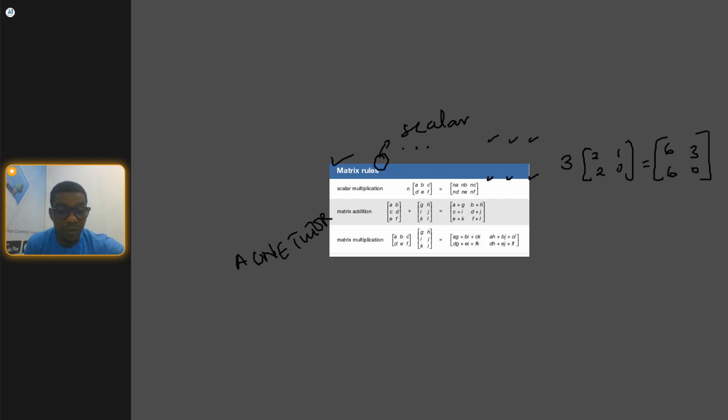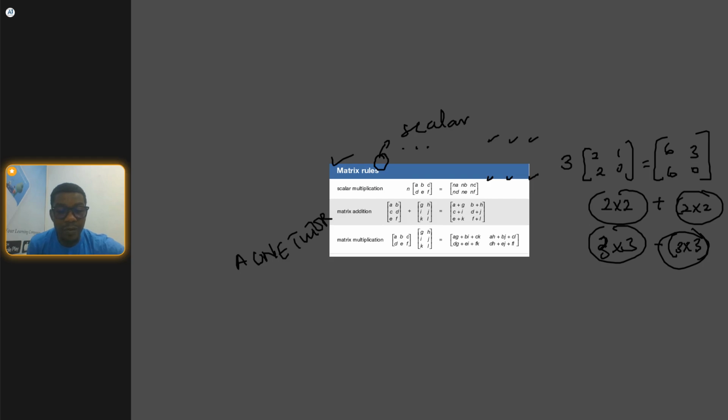So this will be the scalar multiplication. We also talked about addition of matrices, and we said you can only add or subtract matrices when they have the same order. That is, a 2 by 2 matrix can be added to another 2 by 2 matrix, or a 3 by 3 matrix can be subtracted from a 3 by 3 matrix. So the order of the matrices has to be the same. It has to be the same number of columns and the same number of rows.